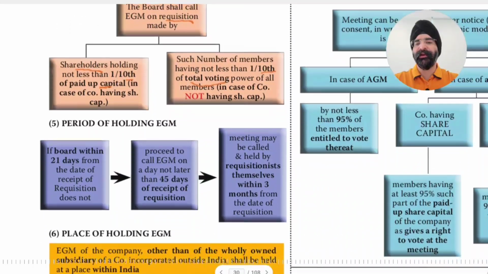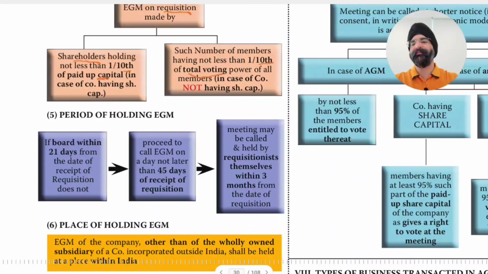Period of holding EGM. Now, if board within 21 days from the date of receipt of requisition does not proceed to call EGM on the day not later than 45 days of receipt of requisition, meeting may be called and held by requisitionists themselves within 3 months from the date of requisition. Now let's break this down.